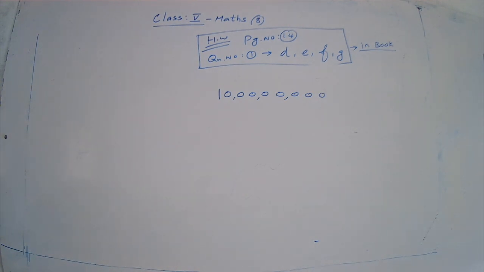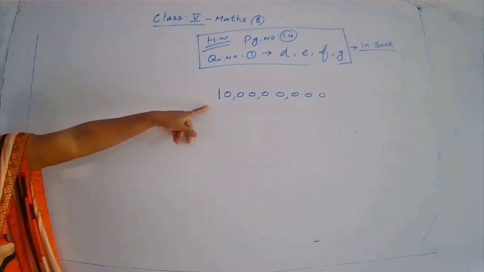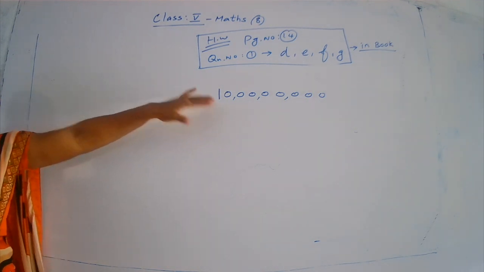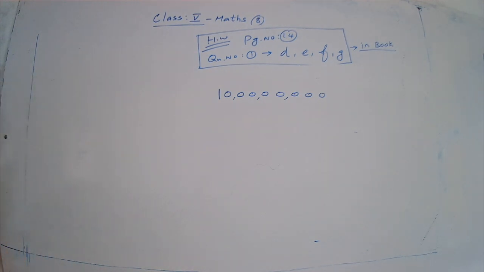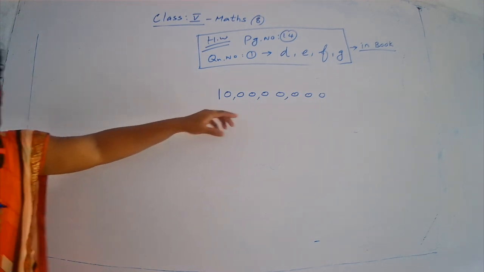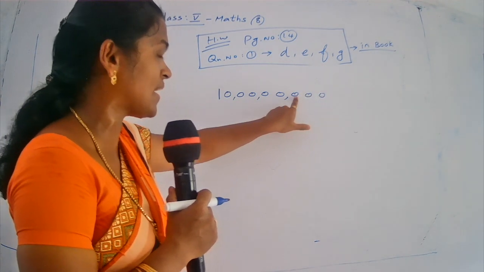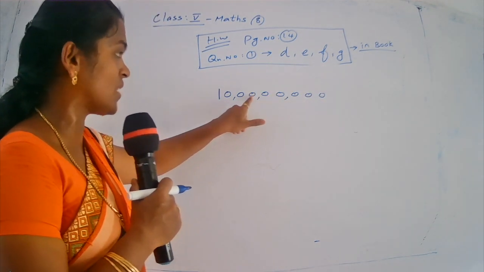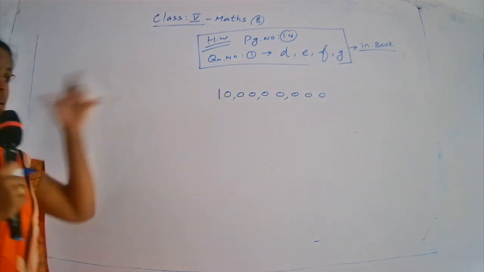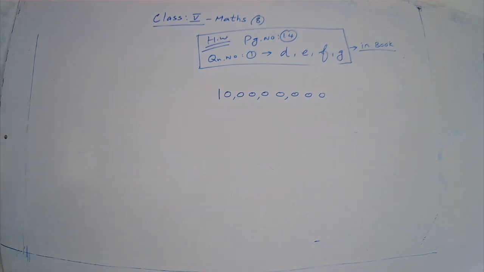Okay. Now we have to find the predecessor of the smallest 9-digit number. So we have to find now the predecessor. Are you clear? Yes. Now you find the predecessor of 10 crore. Which number is that? 1, 10, 100, 1000, 10,000, lakh, 10 lakh, crore, 10 crore. Now, what is the predecessor of 10 crore?